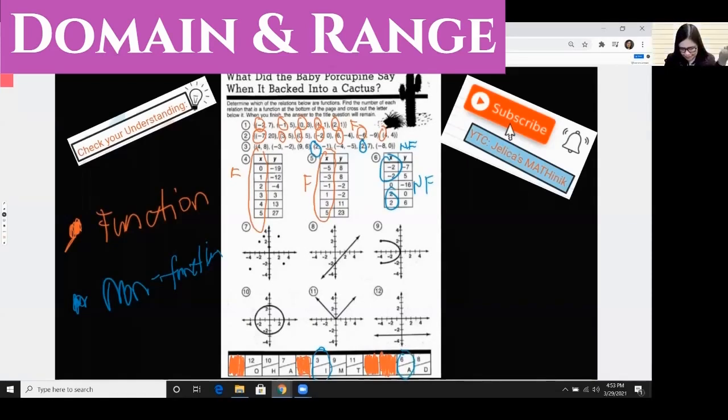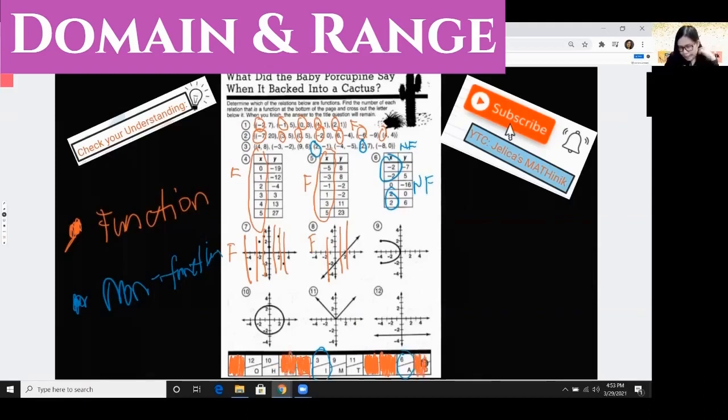Now for number 7, if I throw a vertical line test, there is no point where the red vertical line touches the graph more than once. So every vertical line just touches the graph once. Therefore, it is a function. How about this one? We'll throw a vertical line test. Same, this one is a function. So let us cancel number 7 and number 8.